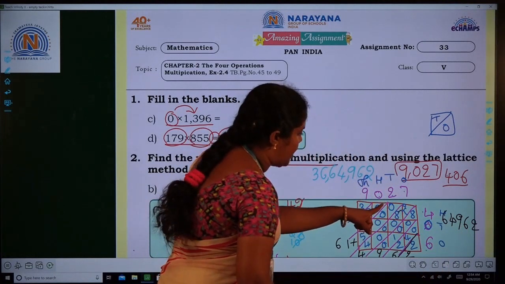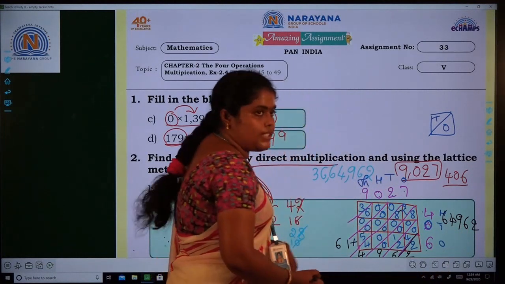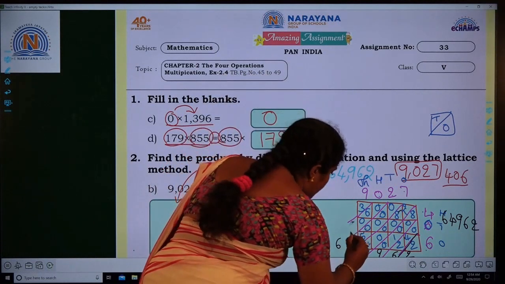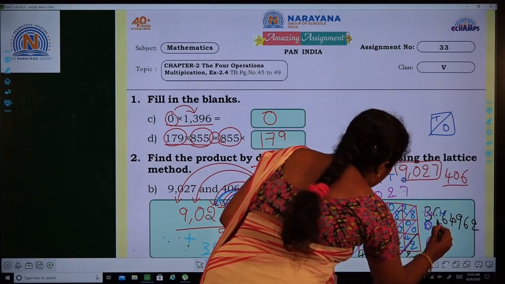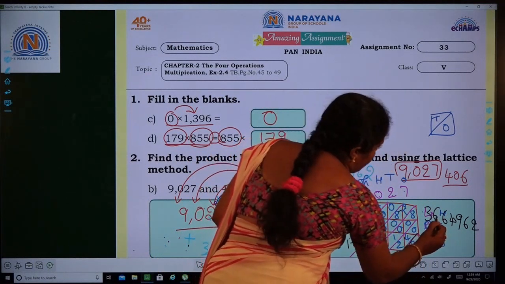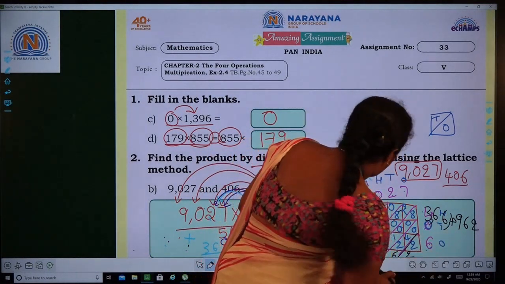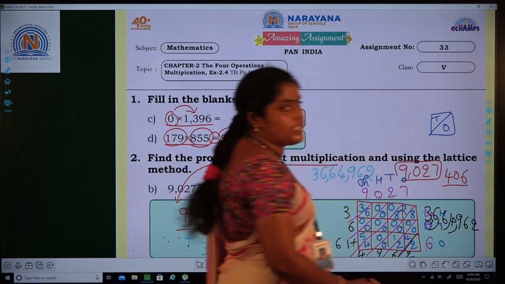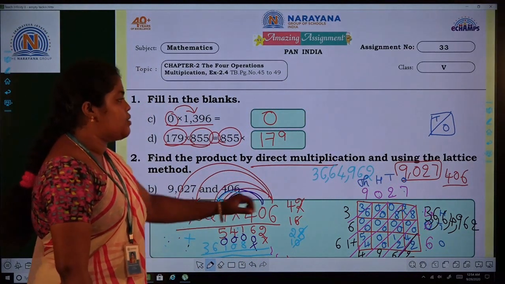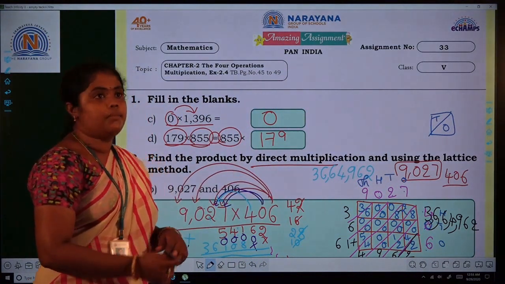Next, moving on to the second last diagonal line, 0 plus 6, 6 and 6 plus 0, 6 only. Next, number 3. The answer is 36,64,962. By using the lattice multiplication also, we get the same answer.